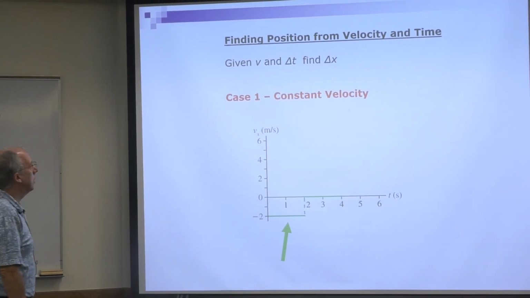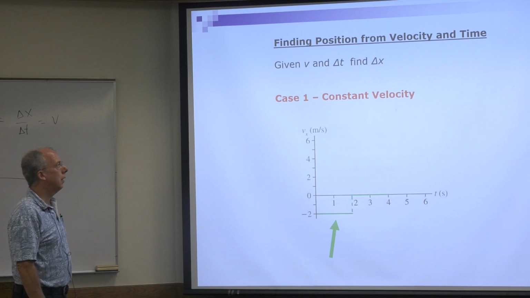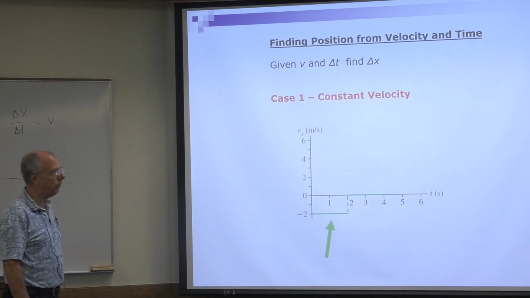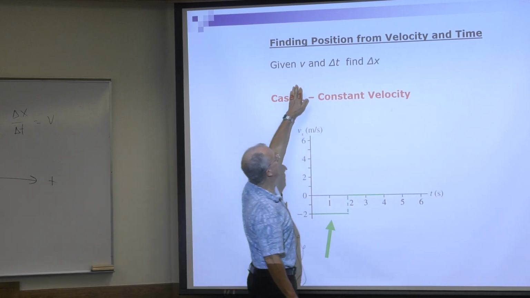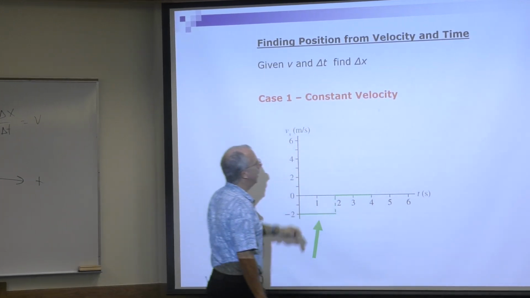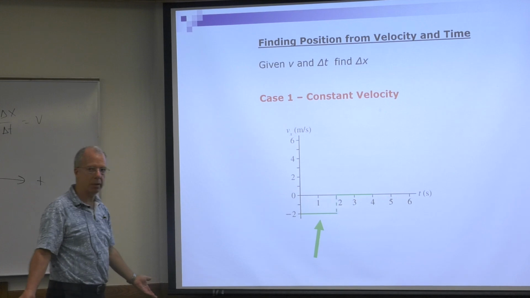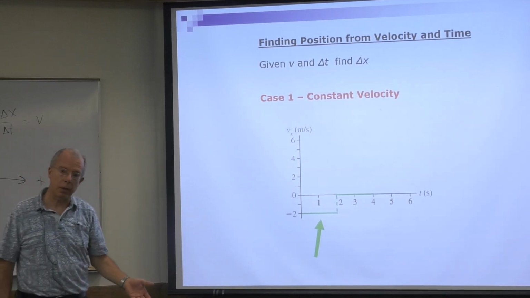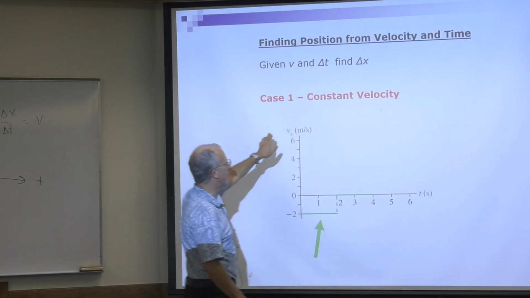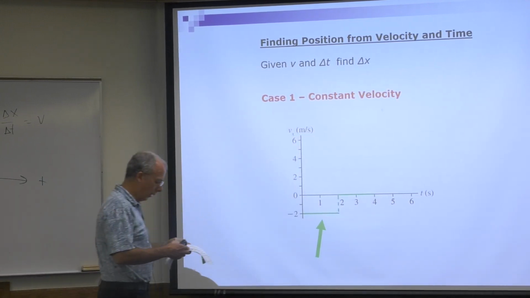Okay. All right, new subject. Now what we want to do is find the position from the velocity and from the time. In other words, if somebody tells us the velocity and the time, we want to find delta x, how far the person or whatever the object has gone. And we'll do two cases. We'll do the easy case first, which is constant velocity. Then we'll do the difficult case.